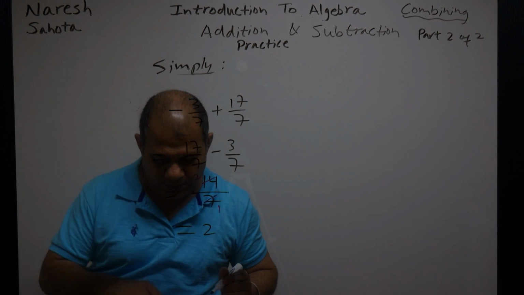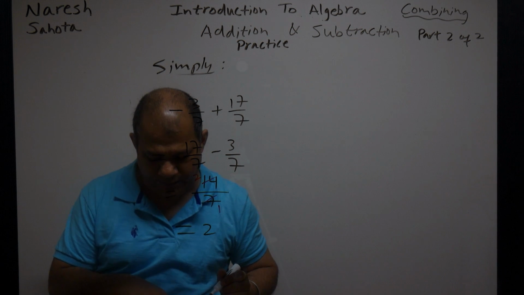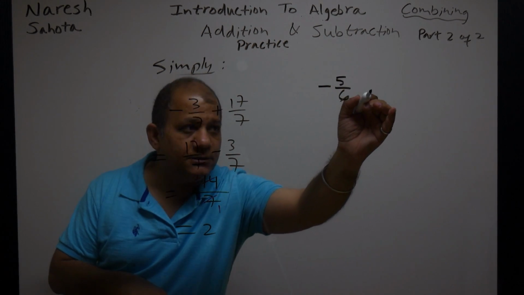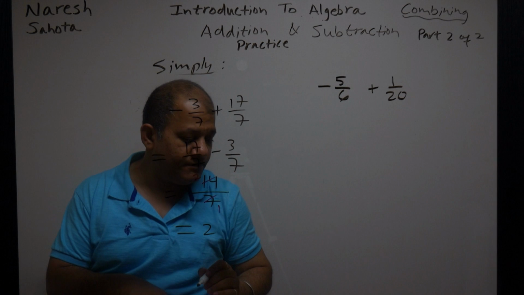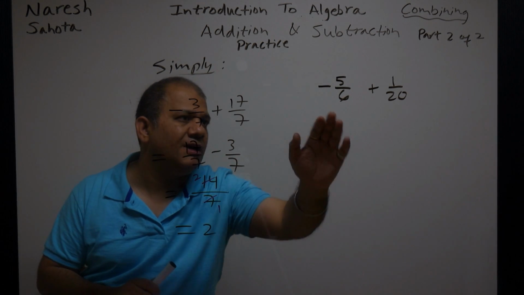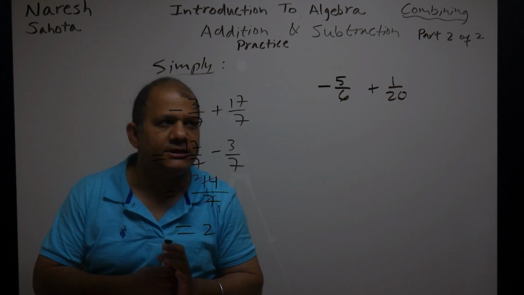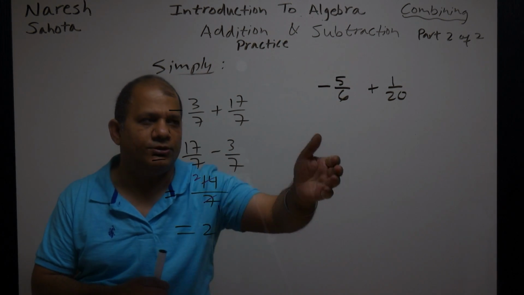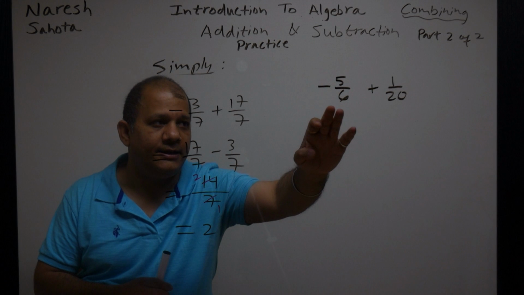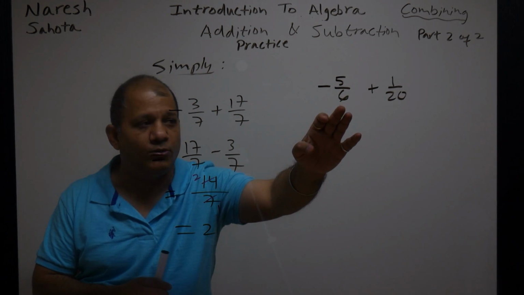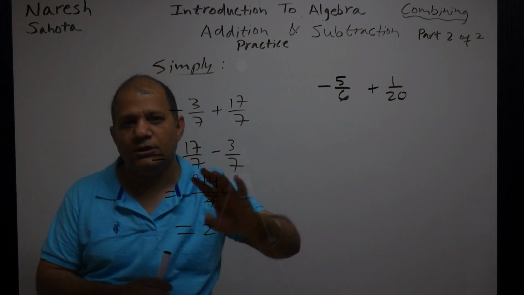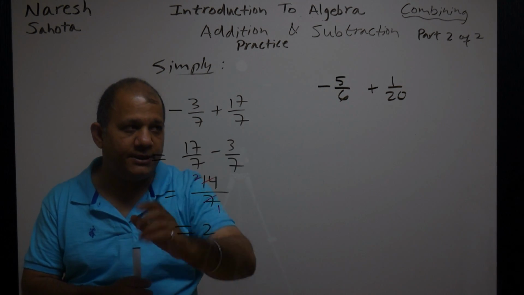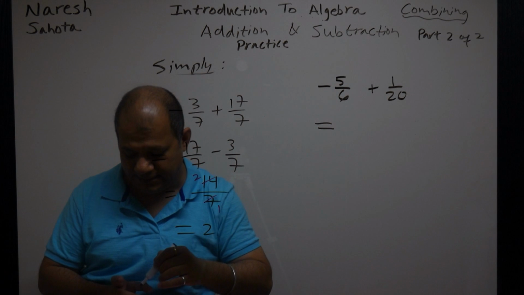Alright, next example. Let's say negative 5 over 6 plus 1 over 20. In this case, I can't make the denominator the same, right? Like in the previous example, all I had to do was multiply one term to get the same denominator, and here I can't multiply 6 by any other number to get 20. I'll have to manipulate both terms. So actually I'll show you a different way to do this. Since we worked with decimals earlier, we can convert this to decimals.